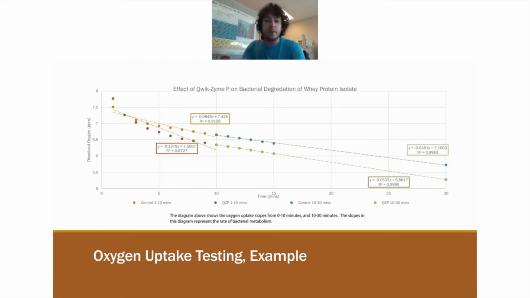So here's an example. We were using an oxygen uptake test on QuickSign-P for bacterial degradation of whey protein isolate. Now, this is a test we were actually using to help establish our oxygen uptake methods. We had a whey protein isolate solution we made. We added a little bit of QuickSign-P to it, and we were monitoring how the oxygen uptake rates changed. This, unfortunately, we were doing manually. We had to collect data because we didn't have automated collection like we have now with the YSI probe.